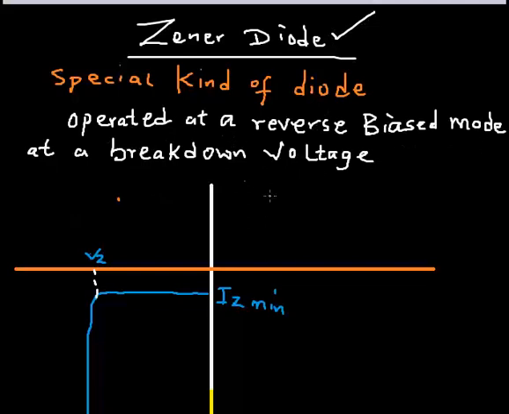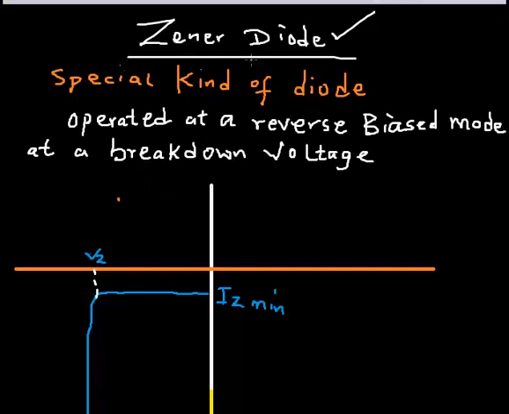We already know that a diode is supposed to be forward biased, where it will allow current to flow through it. If you reverse bias it, current doesn't flow through it. But if you increase the reverse bias voltage, what happens? You destroy the bonding of the semiconductor, and then current now flows. So a Zener diode is always operated in that mode.